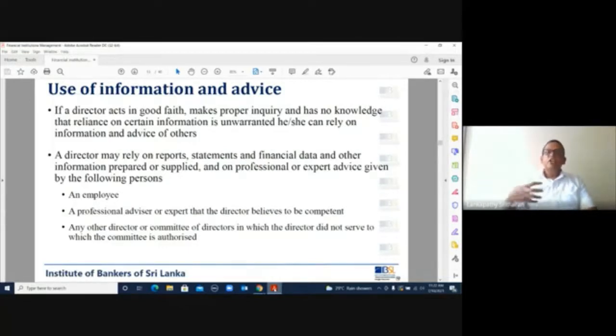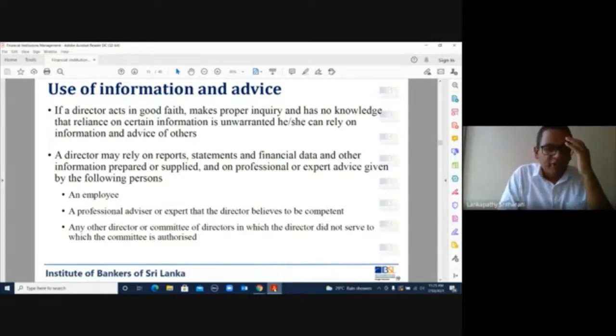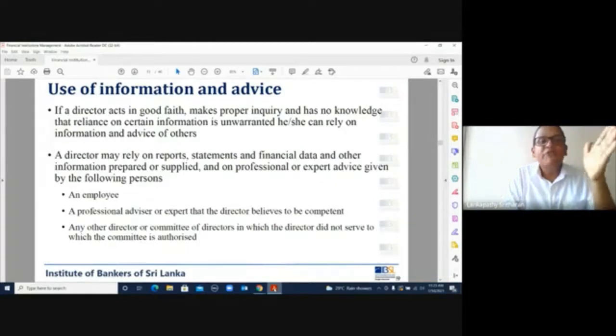They say that in order to act in good faith, make proper inquiry and have no knowledge that the reliance on the information is unwarranted, he or she can rely on the information and advice of other people. Sorry, I just mixed my language. So he or she can rely on the information and advice of others.